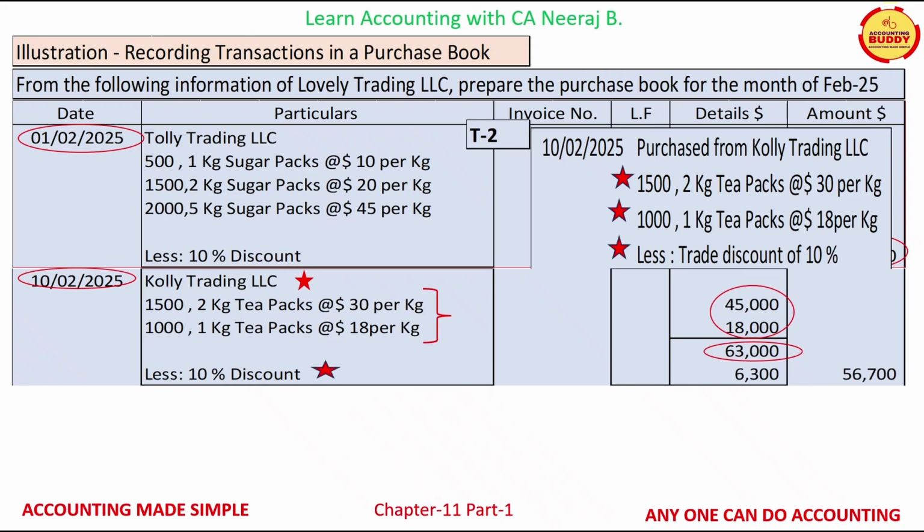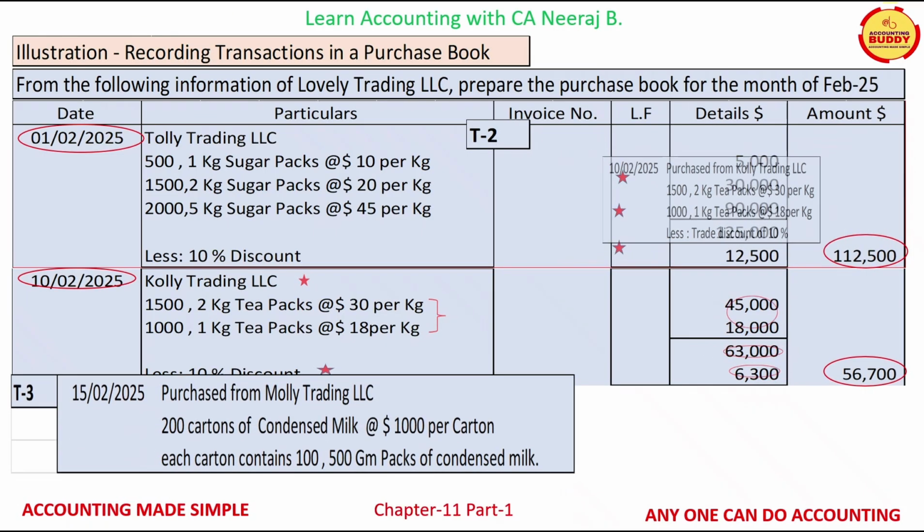Trade discount of 10% offered by the supplier is also mentioned in the particulars column, and the discount value of $6,300 is mentioned in the details column below the total value of the goods. The net purchase value of $56,700 after deducting the trade discount will be shown under the column of amount.